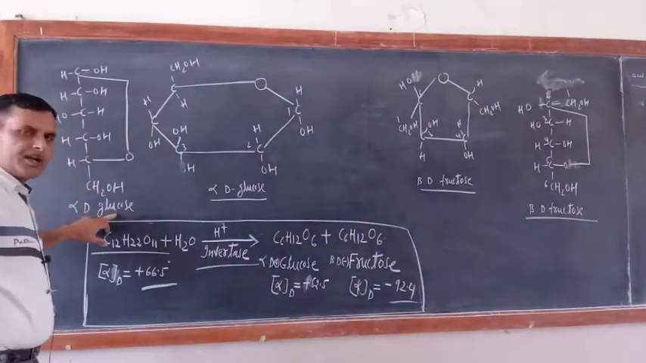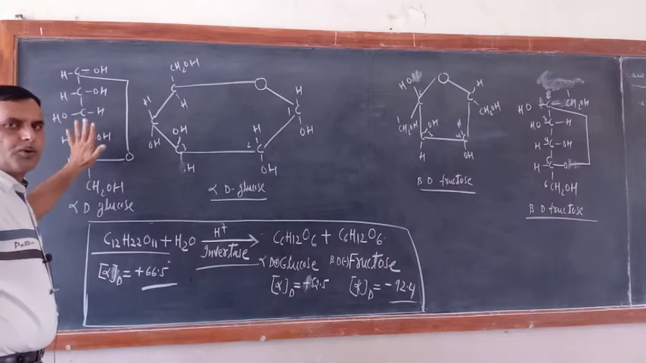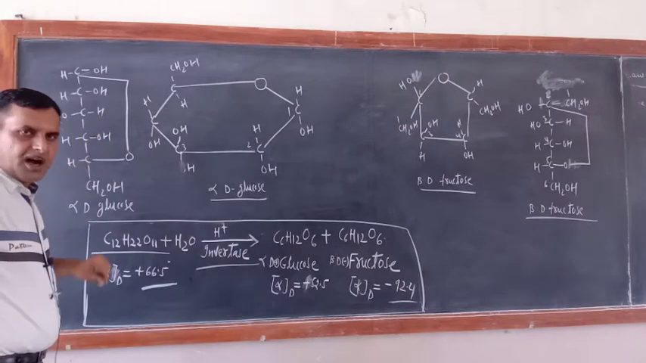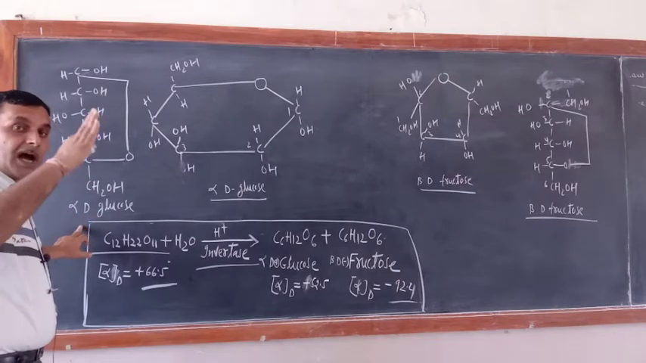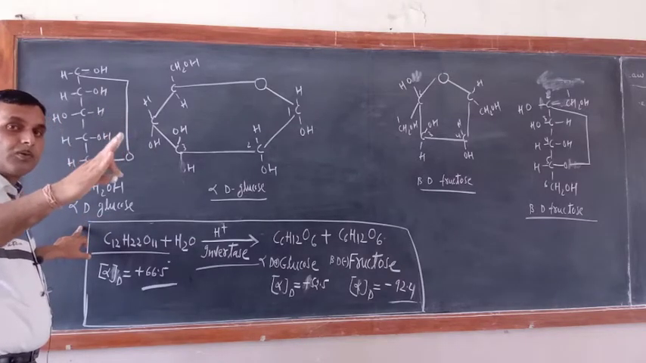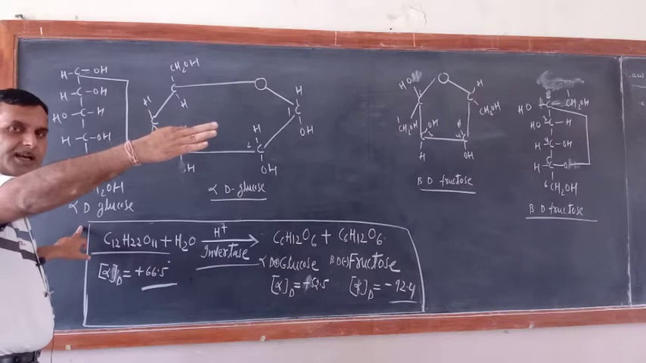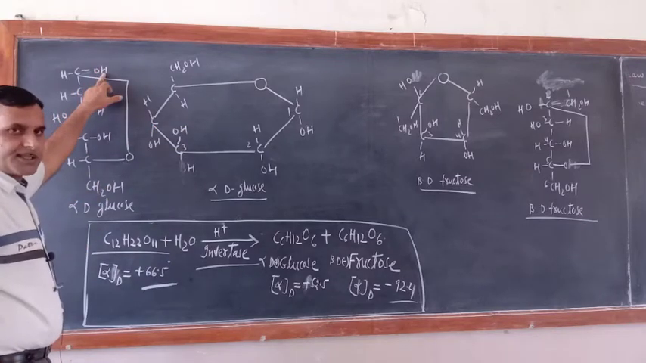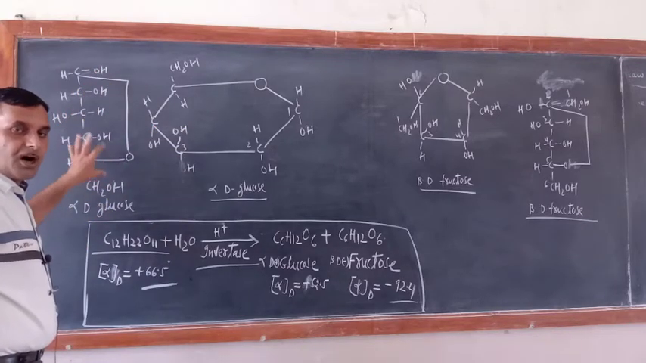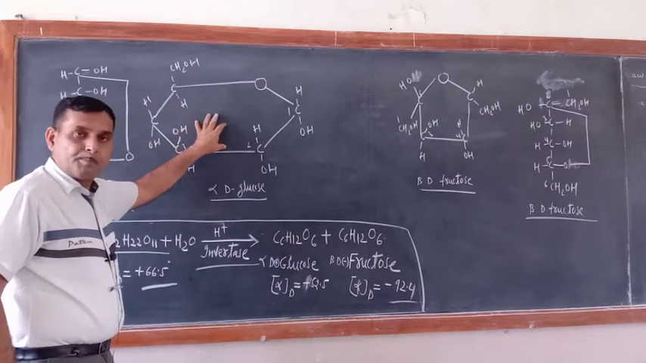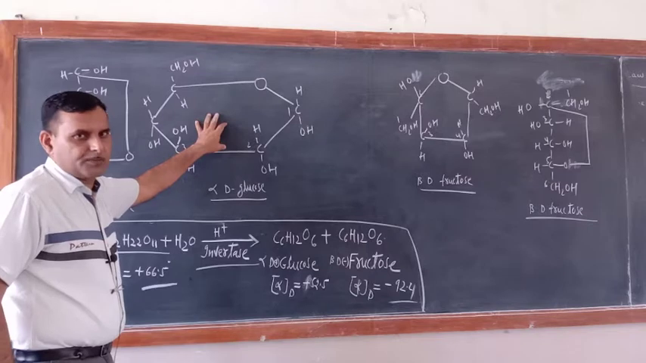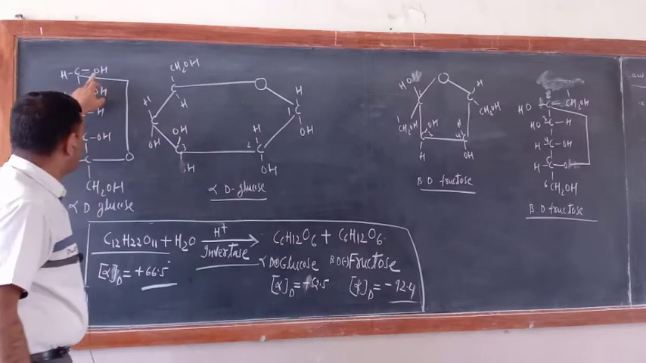This is alpha D glucose. First you make the cyclic structure of alpha D glucose. Alpha means what? At carbon number 1 of glucose, OH should be on the right hand side. Okay, it is there. Make the cyclic structure, and on the basis of this you make the pyranose structure or Haworth projection formula.